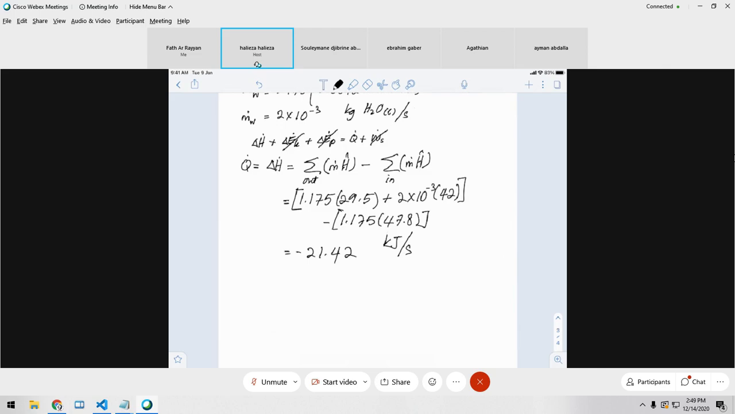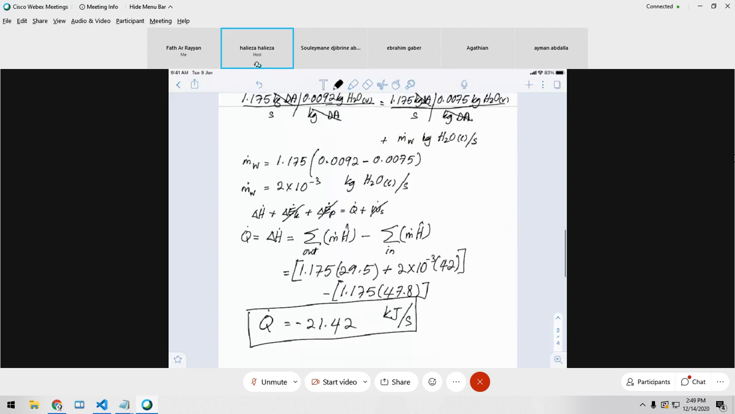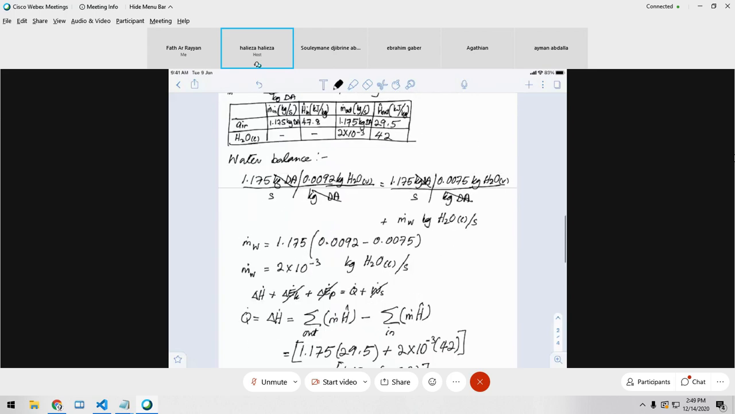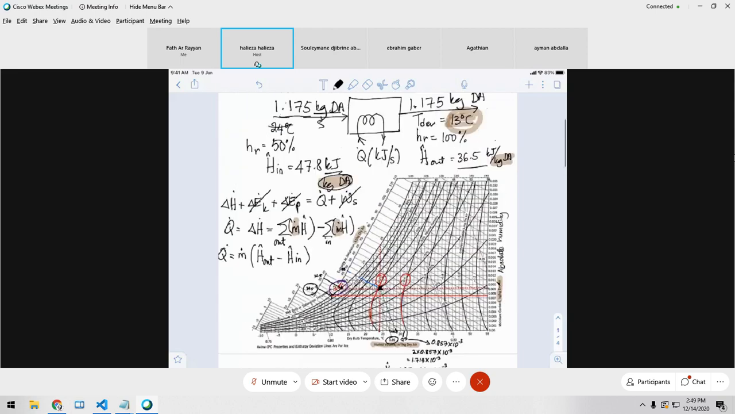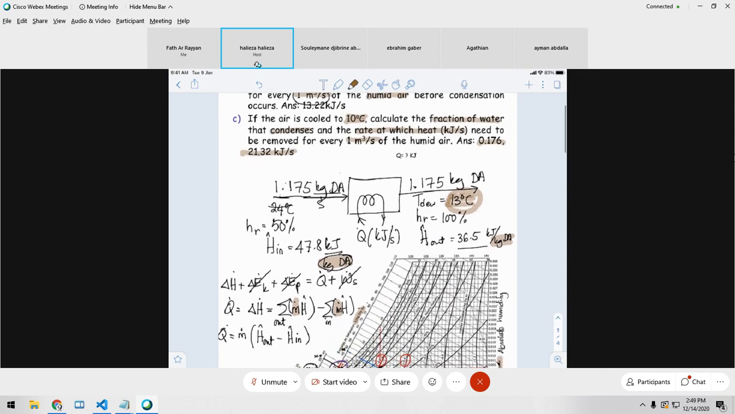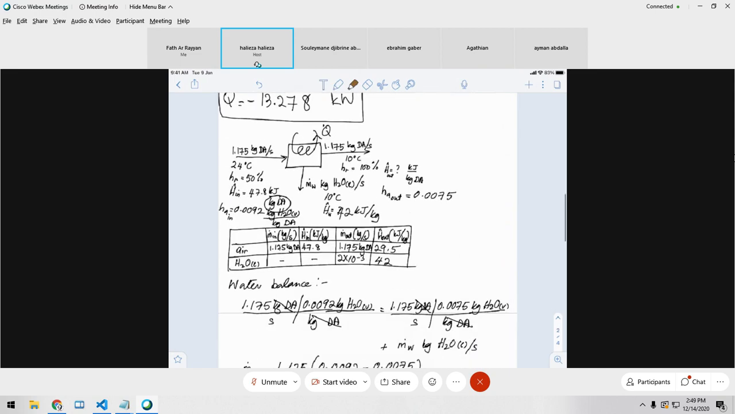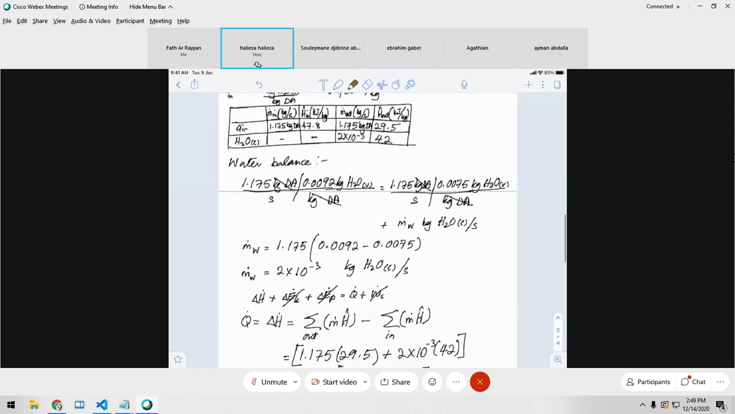21.4185 actually. Minus. Why minus? Because we are removing heat from the unit, so it should be minus. You are cooling it down. So that's the amount of heat removed for the system when it is being cooled down to 10 degrees C. The answer in the solution is 21.32. We managed to get 21.4. Quite different due to the value of your enthalpies and the absolute humidity.